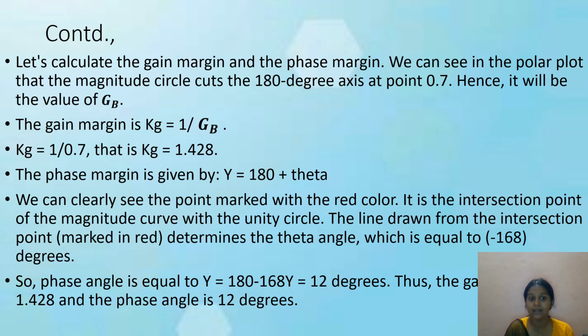So for our given transfer function G of s, after taking the polar plot and finding the magnitude and phase plots, we get the polar plot graph. From that we have the gain margin and phase angle, that is, the gain margin is equal to 1.428 and the phase angle is 12 degrees.